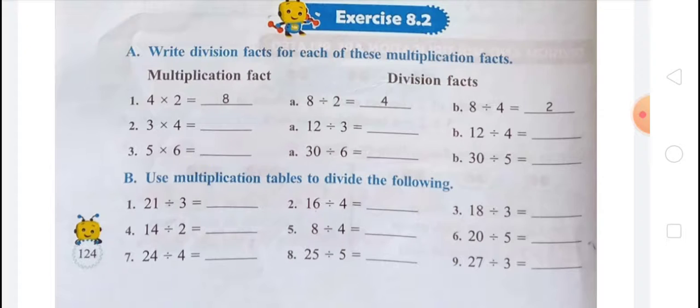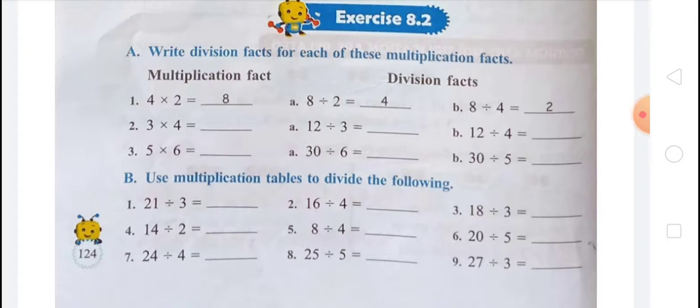So there will be 4. Third, 18 divided by 3: 3 1s are 3, 3 2s are 6, 3 3s are 9, 3 4s are 12, 3 5s are 15, 3 6s are 18. So there will be 6. Fourth, 14 divided by 2: 2 1s are 2, 2 2s are 4, 2 3s are 6, 2 4s are 8, 2 5s are 10, 2 6s are 12, 2 7s are 14. So there will be 7. Fifth, 8 divided by 4: 4 1s are 4, 4 2s are 8, so there will be 2. Sixth, 20 divided by 5: 5 1s are 5, 5 2s are 10, 5 3s are 15, 5 4s are 20.